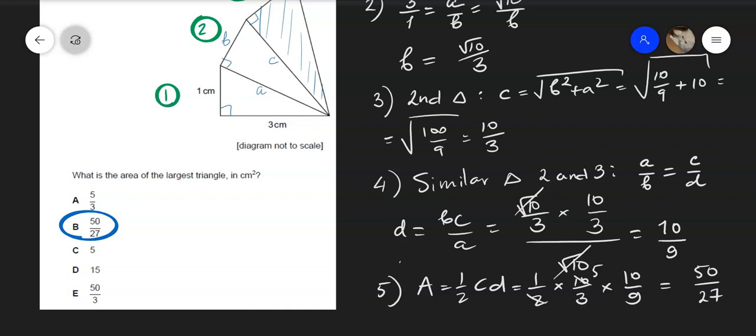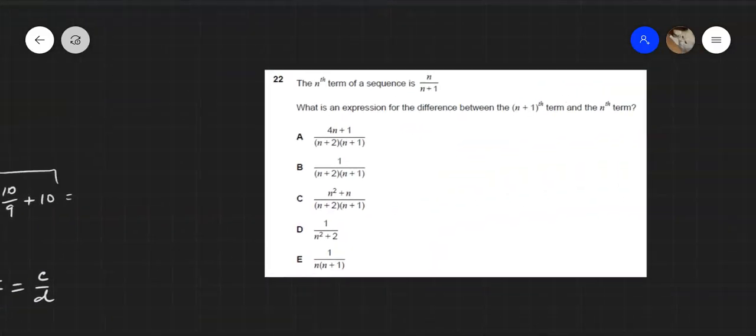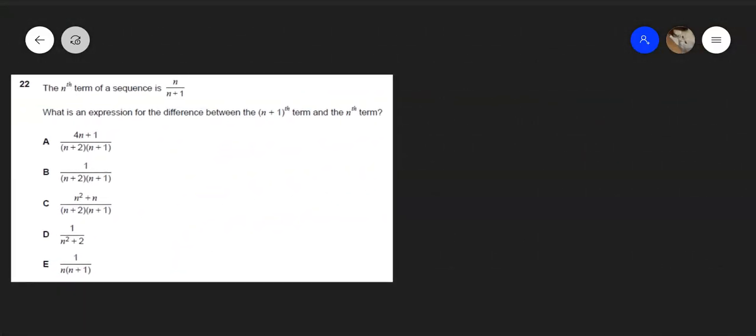Let's now proceed to question 22. The nth term of the sequence is given by n over n plus 1. We need to find an expression for the difference between the n plus first term and the nth term. To form the n plus first term, we are going to substitute n plus 1 instead of n in the original formula.